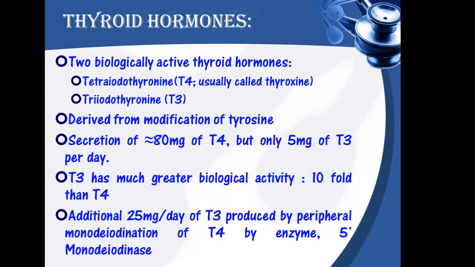But it is seen that T3 has a greater biological activity compared to T4, almost tenfold greater. So an additional 25 milligram per day of T3 is produced by conversion of T4 through a process called monodeiodination by the enzyme 5-monodeiodinase.